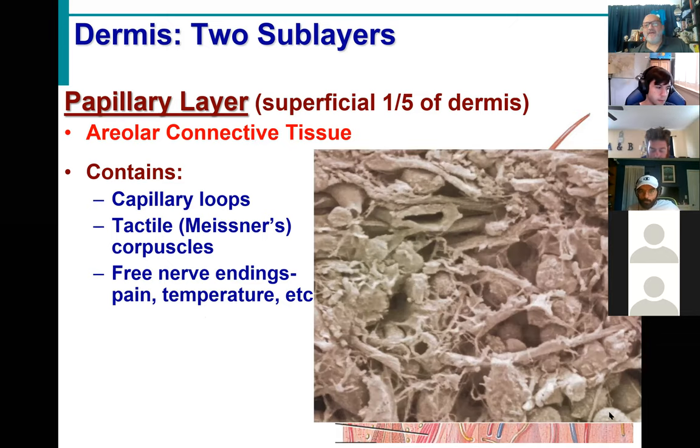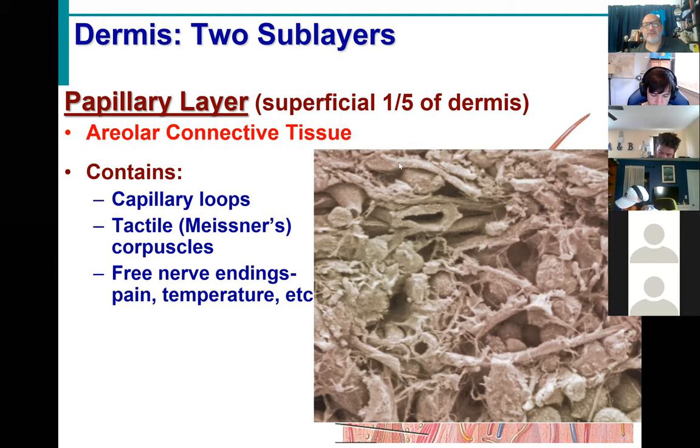All right, I love these pictures from your textbook. Using an electron microscope here, they have shown us some of this areolar connective tissue in the papillary layer. So we can see that it's that loose tissue with a lot of room for all the stuff, like the blood vessels and the sensory structures and the small nerves and all the other things that you would find in this papillary layer.